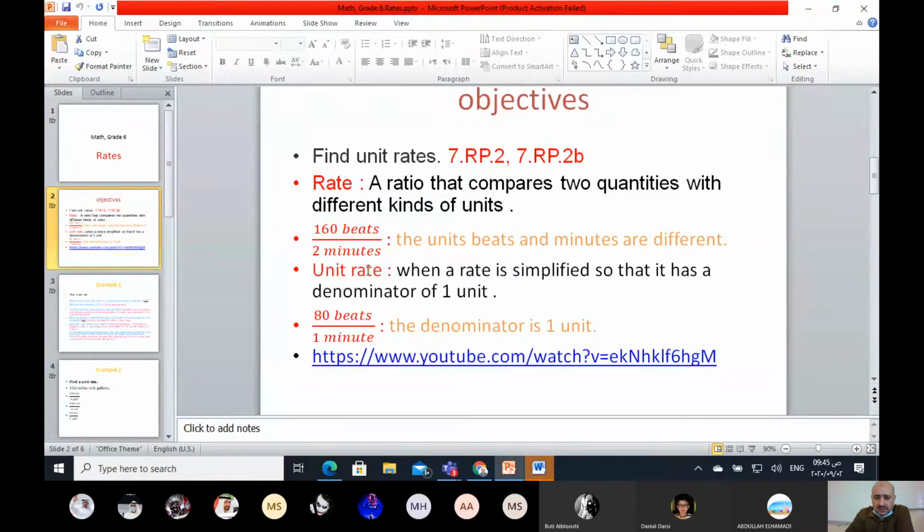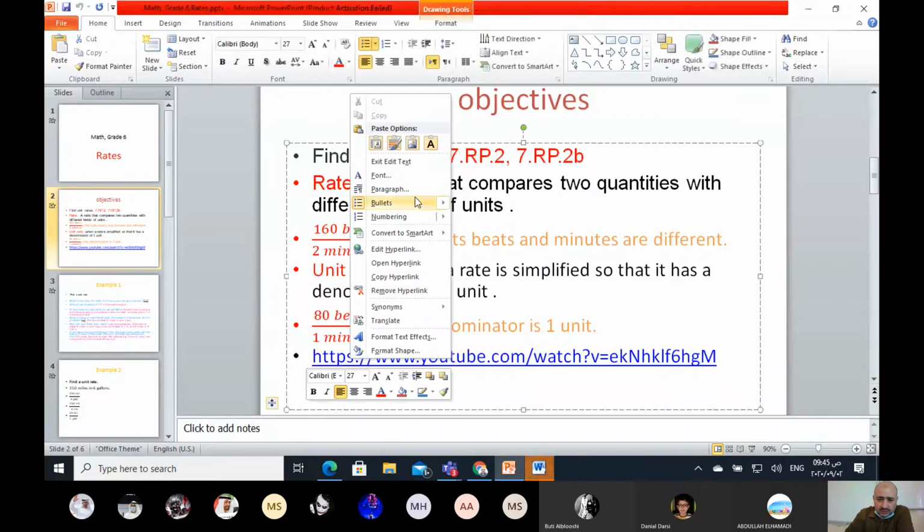And the unit rate is when a rate is simplified so that it has a denominator of one unit. So with the unit rate, I have a rate, but the denominator will be 1. Watch this video with me now to know the meaning of the rate and unit rate.